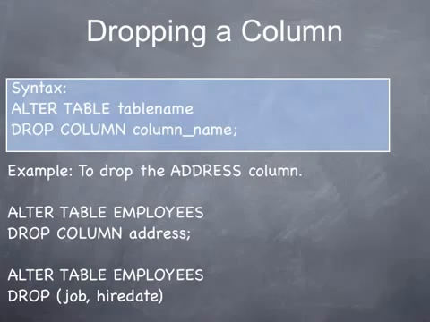There is a second example where you are seeing two columns being dropped at the same time. When dropping more than one column, the syntax is different. The word column is not being mentioned, and the columns to be dropped are enclosed in parentheses and separated by commas. In the second example, you're dropping two columns from the employees table, job and hire date.